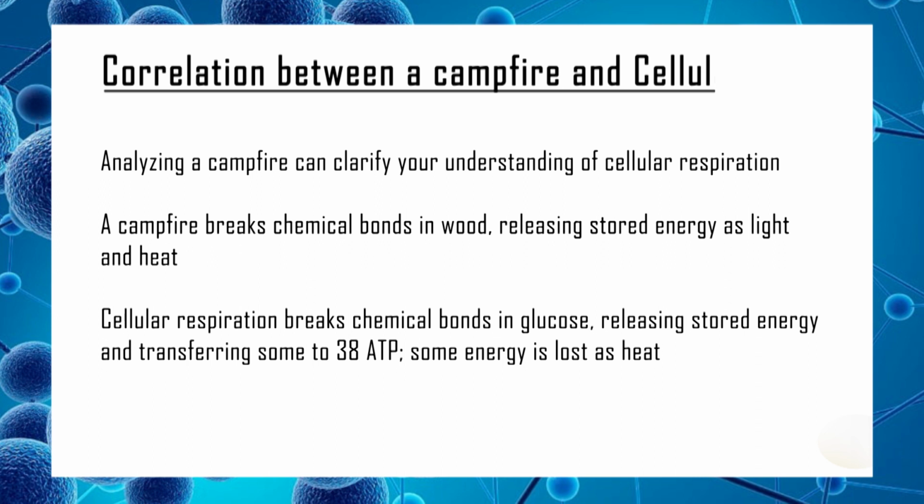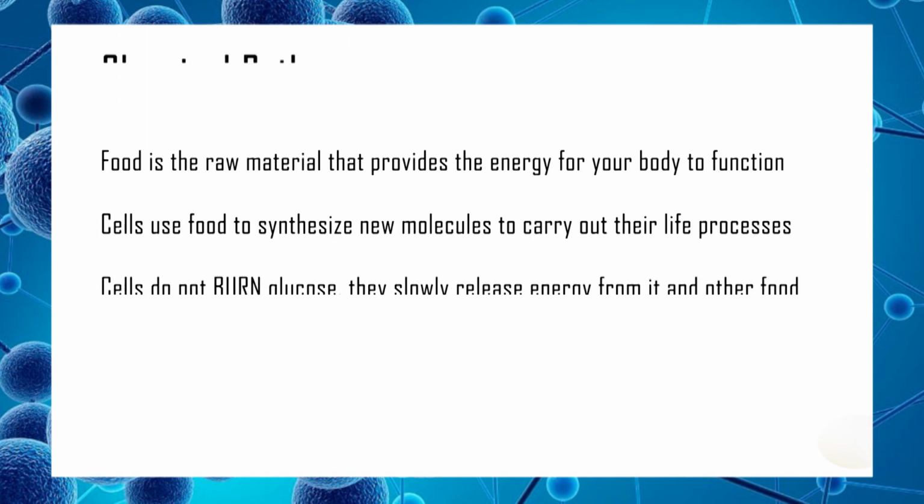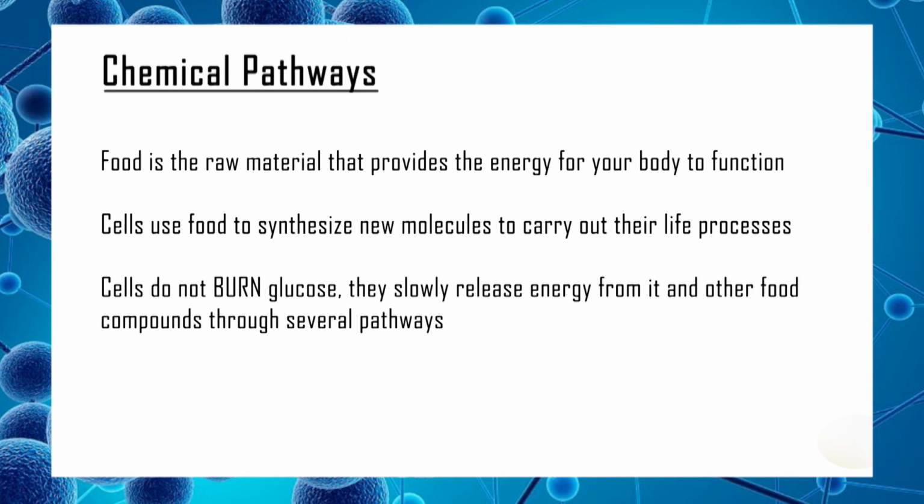In chemical pathways, food is the raw material that provides the energy for your body to function. Cells use food to synthesize new molecules to carry out their life processes. Cells do not burn glucose, they slowly release energy from it and other food compounds through several pathways, or you can say several processes.